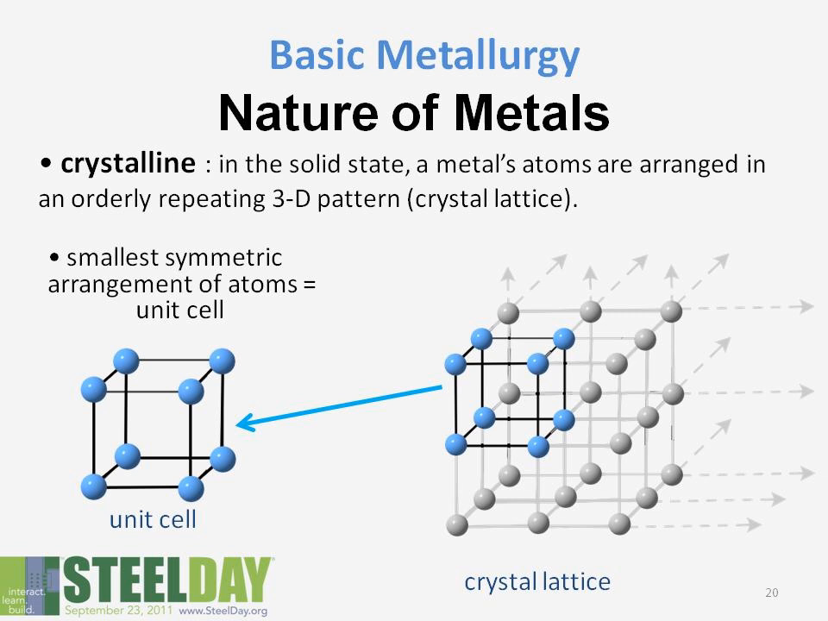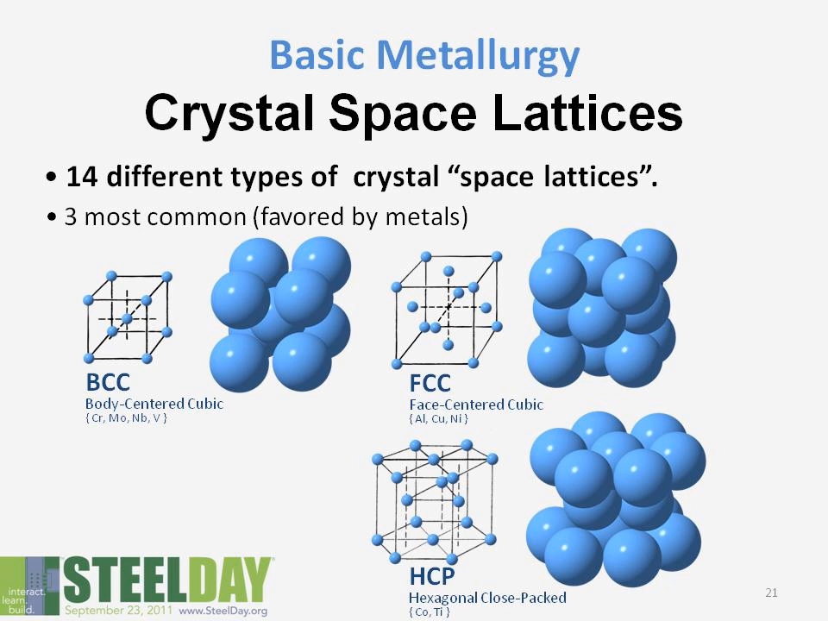So if we look at the basic nature of metals, metals are crystalline solids, which means they have their atoms arranged in a repeating 3D pattern. Out of that pattern, we can take a small segment that represents the smallest symmetric repeating segment in that lattice. That's known as a unit cell. There are 14 different types of unit cells that metals can form. The three most common are body-centered cubic, face-centered cubic, and hexagonal close pack. Those are the metals that are most commonly used industrially.